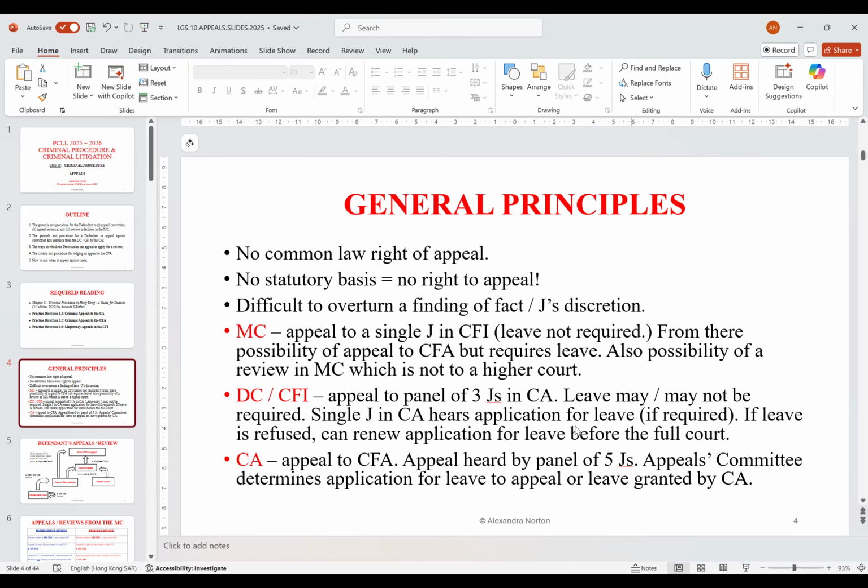From the district court, CFI, we are appealing to the Court of Appeal, and whether or not you need leave depends on what it is that you're appealing. We'll look at that later. Okay, and then from the DC CFI to the Court of Appeal, generally, if it's an application for leave, it's heard by a single judge. But where you actually hear the appeal itself, it would be before the three judges.